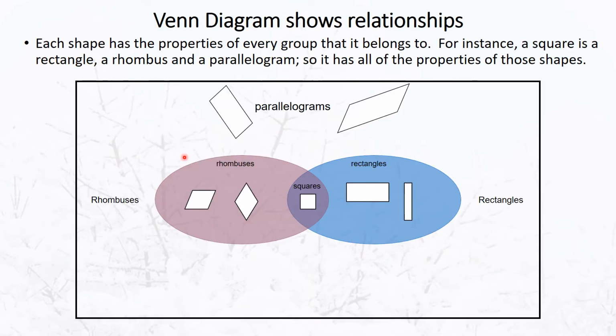Now let's check how the Venn diagram shows the relationships. Each shape has the properties of every group that it belongs to. For instance, a square is a rectangle, a rhombus and a parallelogram, so it has all of the properties of those shapes. This Venn diagram shows the relationship. Rhombuses are like this, and squares are in both cases.